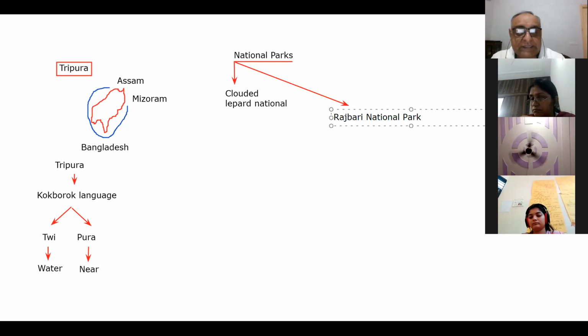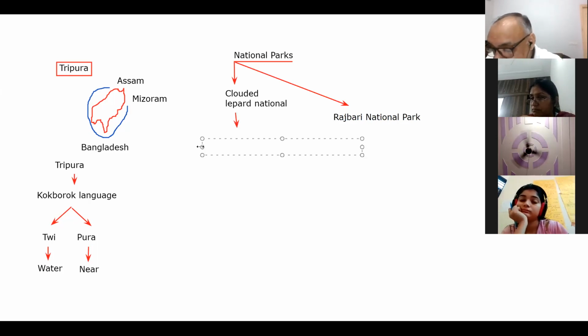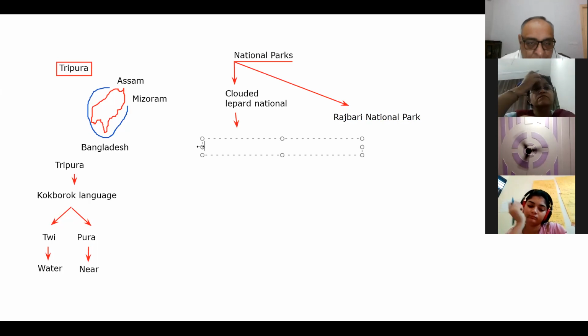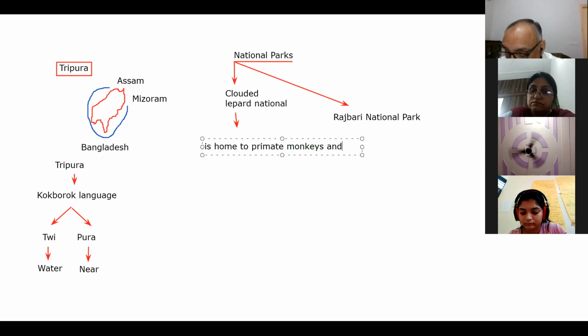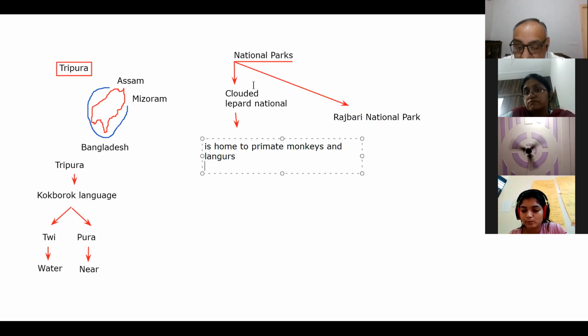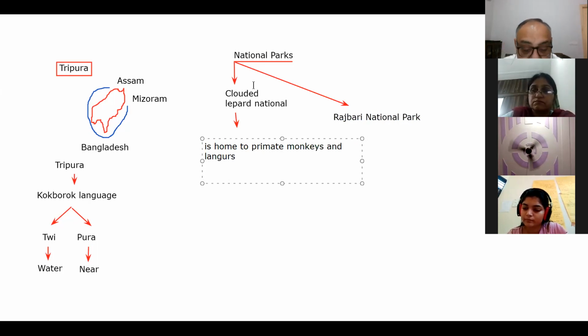As far as the Clouded Leopard National Park is concerned, it is home to primate monkeys and langurs, which are found here. And apart from that, beta, the clouded leopard is also found there.